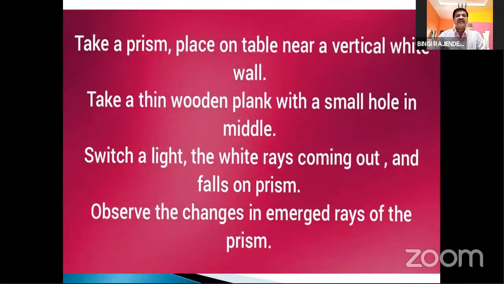Now for this lab activity, we will take a glass prism and place it on a table near a vertical white wall. Take a thin wooden plank with a small hole in the middle and switch on a light. The white rays come out and fall on the prism. We can observe the changes in the emerged rays of the prism in 7 colors, that is known as VIBGYOR.